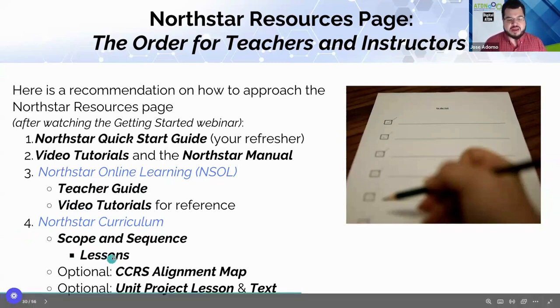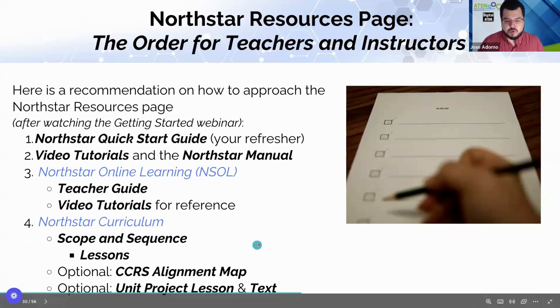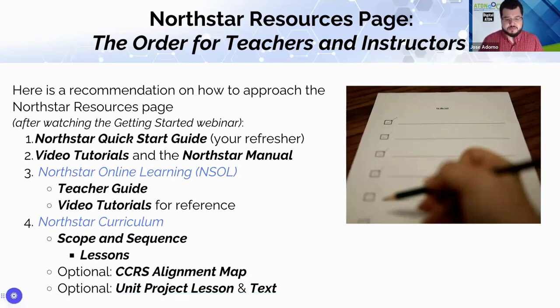But you have here access to the lessons. You have the list of lessons there as well. But again, we'll walk into that. As optional resources, you're going to have the CCRS alignment map, and you're going to have the unit project lesson and text. Okay.